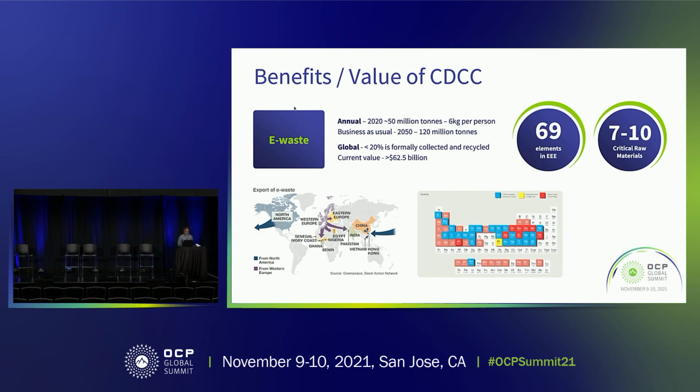So what are the benefits and the value of the Circular Data Center Campus? Well, I'm sure that you're all aware that we are generating an astronomical amount of e-waste every year. At the moment, it's about 50 million tons. And if we carry on acting as we are at the moment, by 2050, we'll be generating 120 million tons a year, which is obviously incredibly wasteful. At the moment, recycling infrastructure is very, very underdeveloped, and only about 20% of e-waste is formally collected and recycled, and it has an incredibly high economic value.